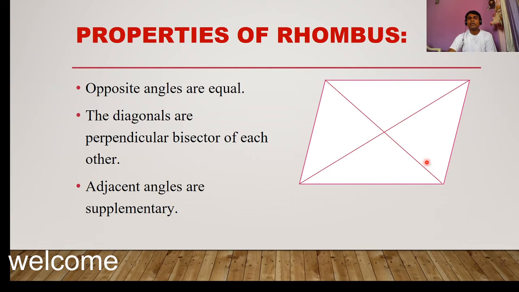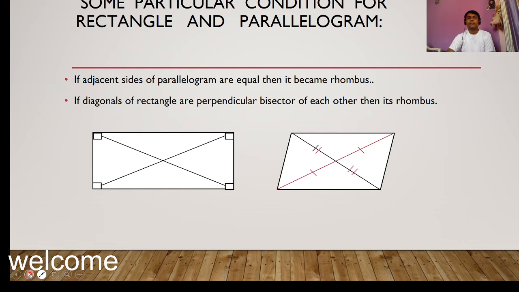This angle is congruent with this angle, and again this angle is congruent with this angle. The diagonals are perpendicular bisectors of each other, meaning they make a right angle there, and these two segments are equal, and these two segments are equal. And adjacent angles are supplementary. In this way, the adjacent angles sum to 180 degrees. That is, adjacent angles are supplementary.